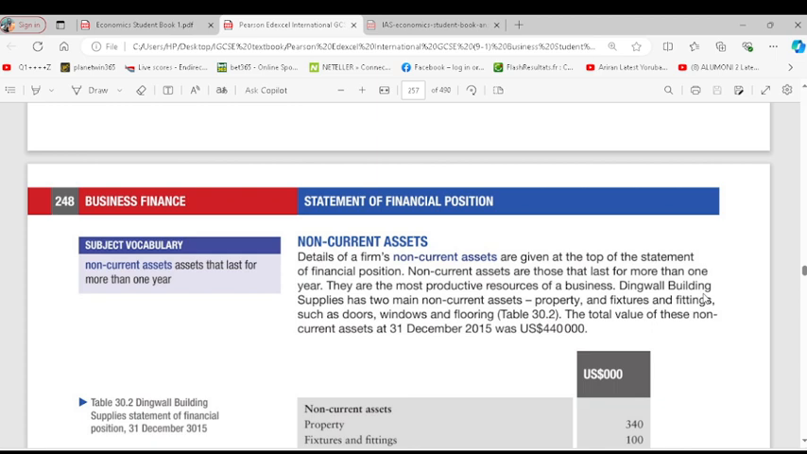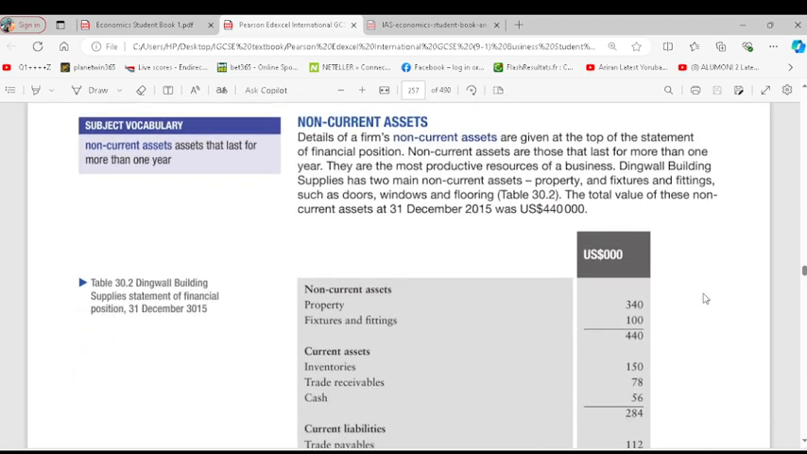Examples: machinery, office equipment, land, building, premises. Desks, chairs, office furniture. So these are non-current assets. Clear? We move on.